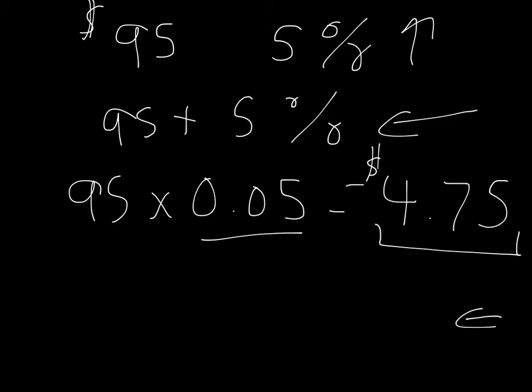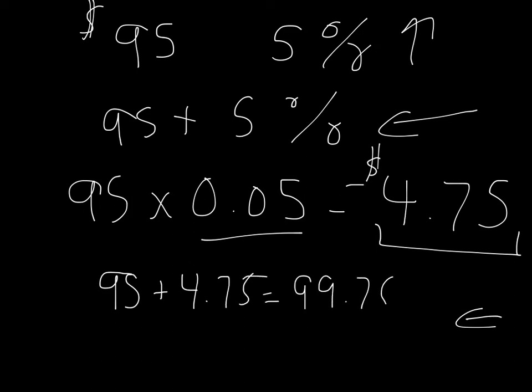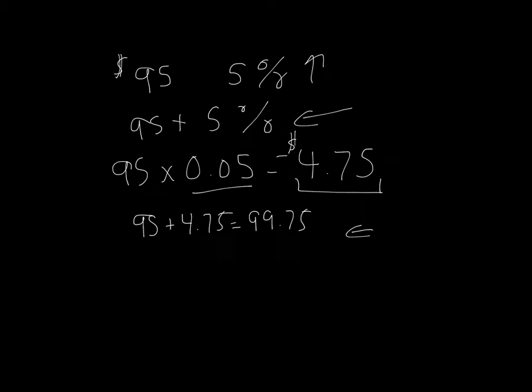Right, it's 5% of 95, but what is it in the problem? Yeah, it's the value that the increase was. It's the cash value of that 5% increase. 5% increase means an extra 4.75. So I add that on. Equals 99.75.